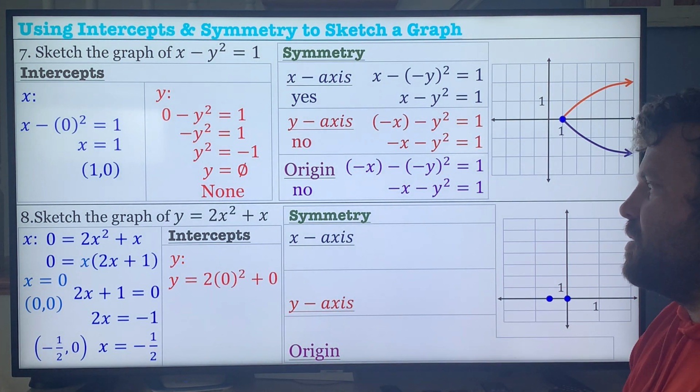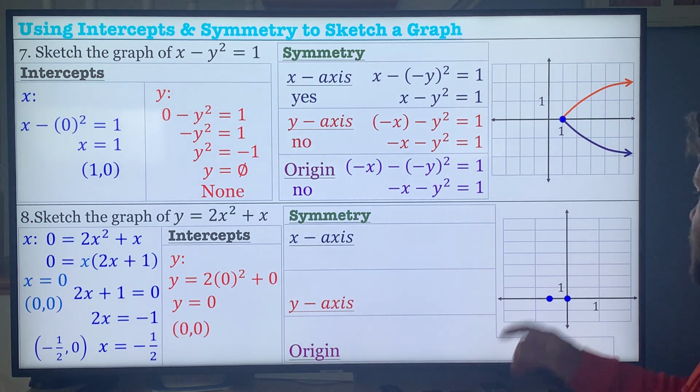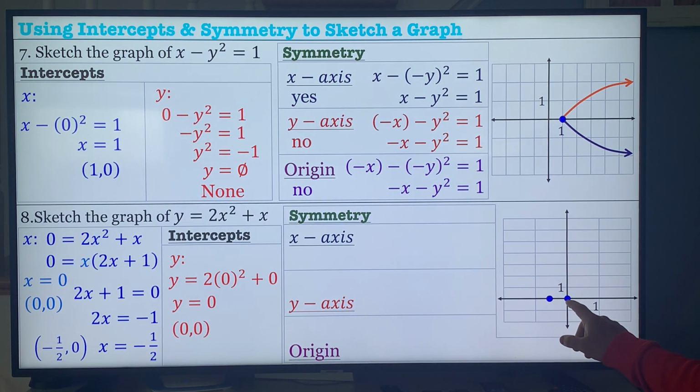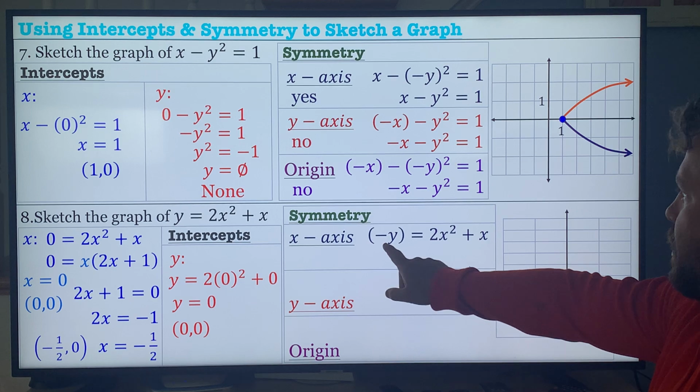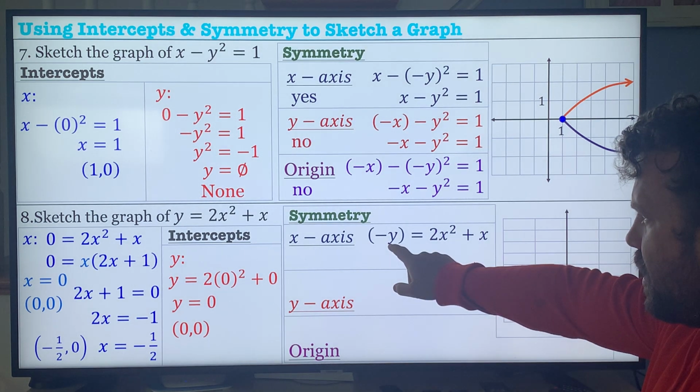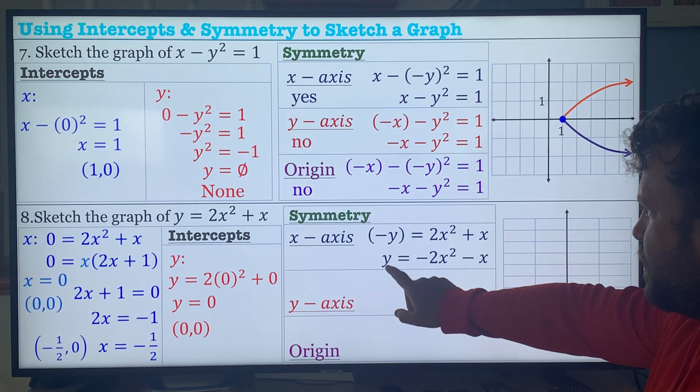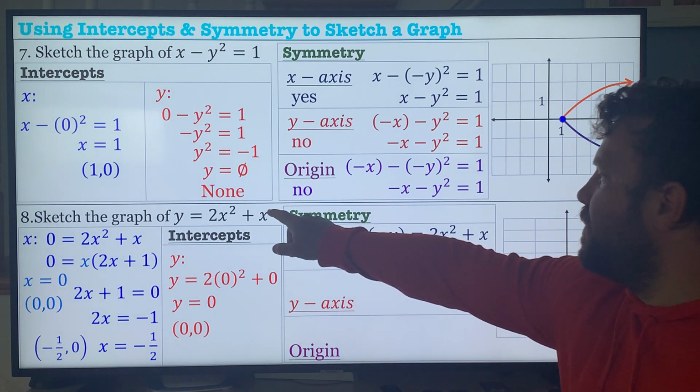Y-intercept, set x equals 0. Obviously, it's 0, 0. Same right here. All right? Symmetry. Y goes to negative y. Obviously, it's different.